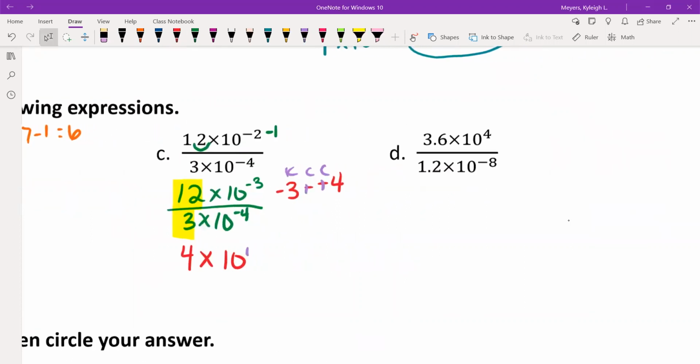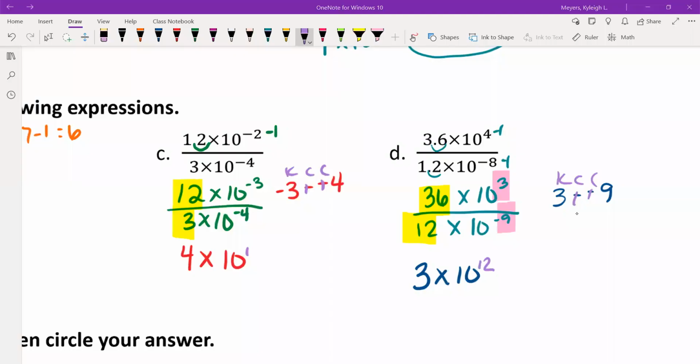Right? I want you to try D on your own. So hopefully you got 3 times 10 to the 12. You had to move the decimal on the top by minusing 1. You had to move the decimal on the bottom, subtracting 1. And you had to divide and subtract.